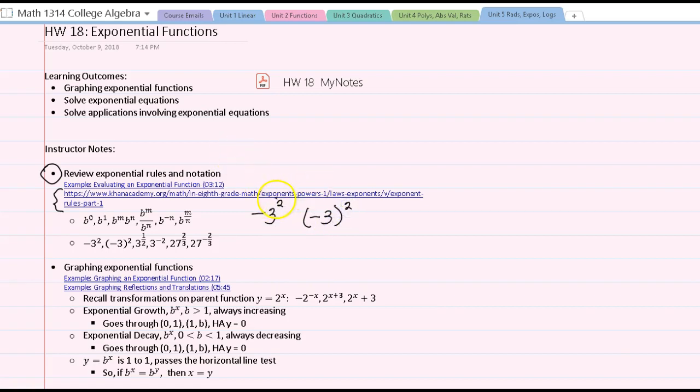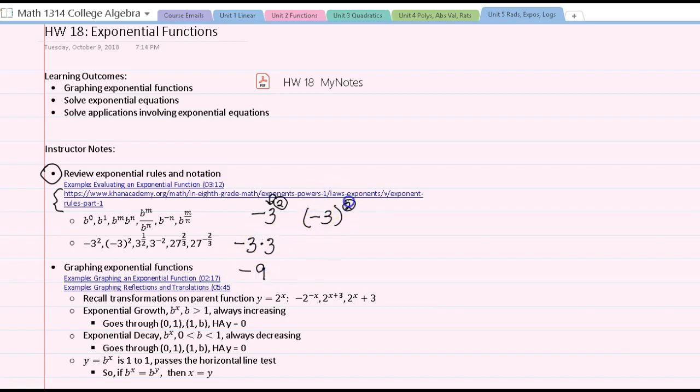I always tell my students to think about that exponent affecting the closest thing to it. So for this first one, we're going to have a negative, which is not affected by the square, and then I'm going to have 3 affected by the square, meaning that I get to write that down twice. And we can see that our answer here is negative 9.